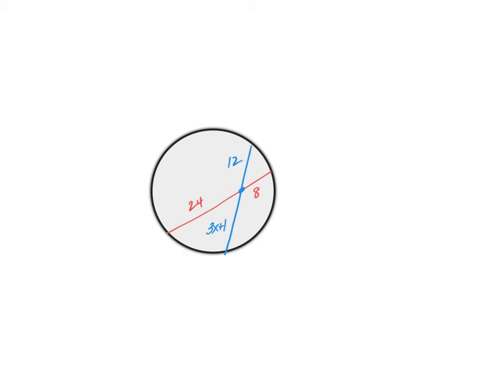This example is really similar to the last one, the difference being that the expression we're solving for is just slightly more complicated. Rather than just having an x, we have 3x plus 1, but the same formula still applies. We can take the two pieces of the same chord and multiply them together. So I'll have 12 times 3x plus 1, which I'm careful to put in parentheses, is equal to 8 times 24.